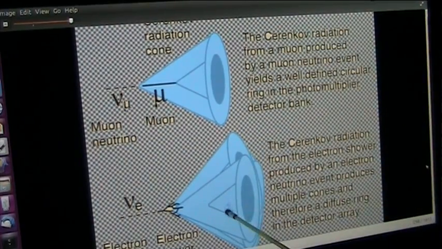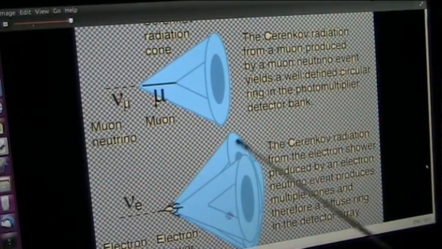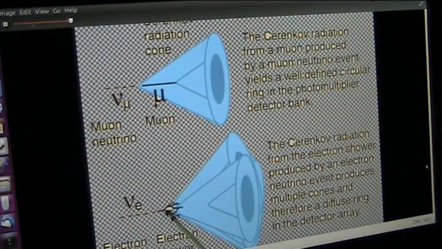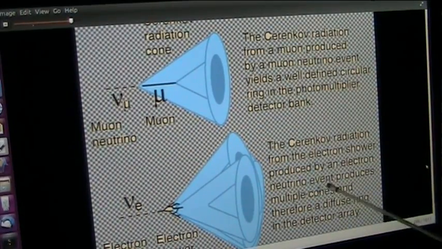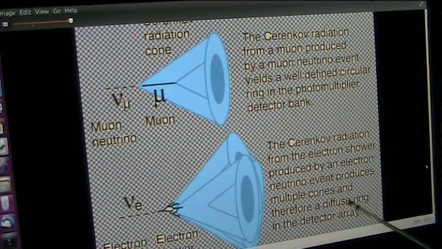And this is the cone showers that come out, which I was showing you before, those circular showers. They're called electron neutrinos, electron showers. So when they cascade into a slower environment, they explode in these showers. The Cherenkov radiation from electron showers produced by an electron neutrino event produces multiple cones and therefore a diffuse ring in a detector array. So when I talk about Cherenkov radiation, that's what I'm talking about.